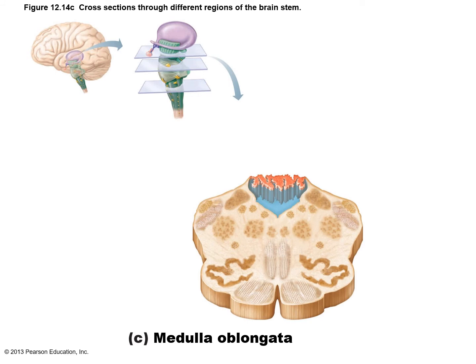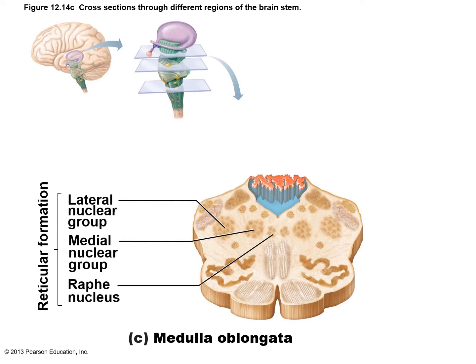So here is a cross-section through the medulla oblongata, and as with the other two portions of the brainstem, we're going to take a look at both the white and the gray matter. So in the gray matter, first of all, let's take a look at the reticular formation. This is going to include the lateral nuclear group, the medial nuclear group, and the raphe nucleus. Then you have the solitary nucleus, and this is called the solitary nucleus basically because it's not part of the reticular formation, and it's also not part of a nucleus for any of the cranial nerves.